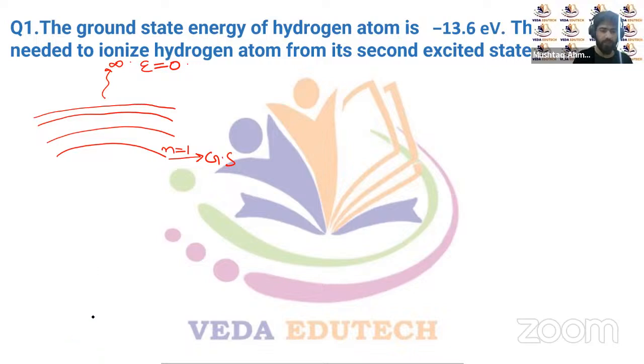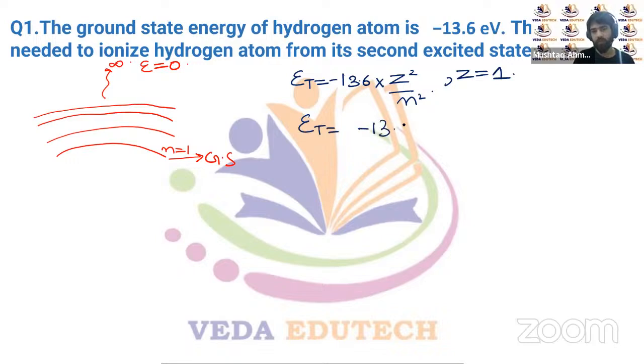And we know that the total energy of an electron in any state is equal to minus 13.6 into Z square upon n square, right? For hydrogen atom here, Z will be equal to 1. We have the total energy as minus 13.6 into 1 by n square in the units of electron volt, right?